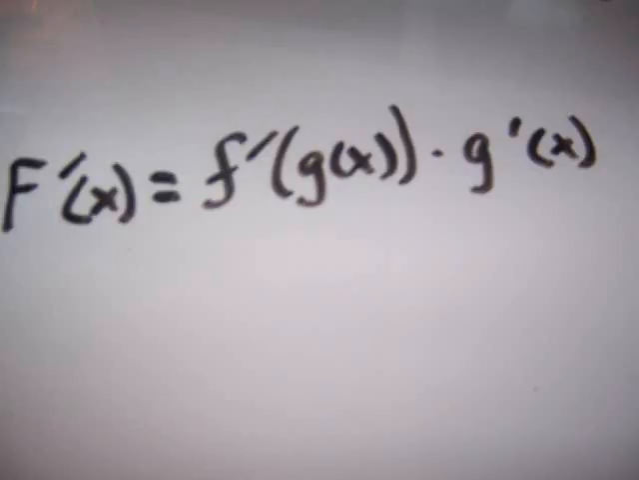This slide shows the chain rule. If g is differentiable at x and f is differentiable at g of x, then the composite function f∘g, defined by (f∘g)(x) = f(g(x)), is differentiable at x, and (f∘g)' is given by the product.